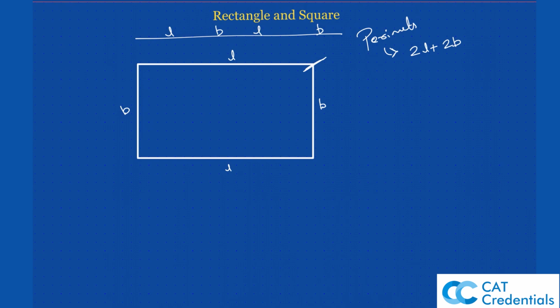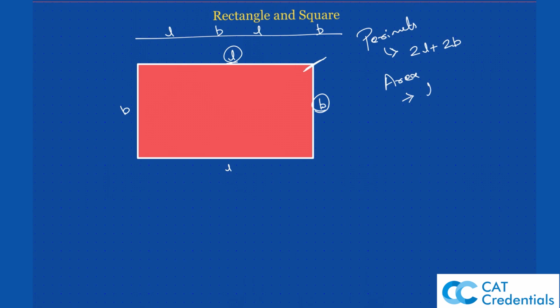Okay, very simple. Then I'll ask you the area of this rectangle. If I have to paint this rectangle, this red part, what is the area that will be required? That will be nothing but length into breadth. So just multiply length into breadth and that will give you the area of the rectangle. Now this looks very simple, but in the rectangle you get problems on finding the area of roads.